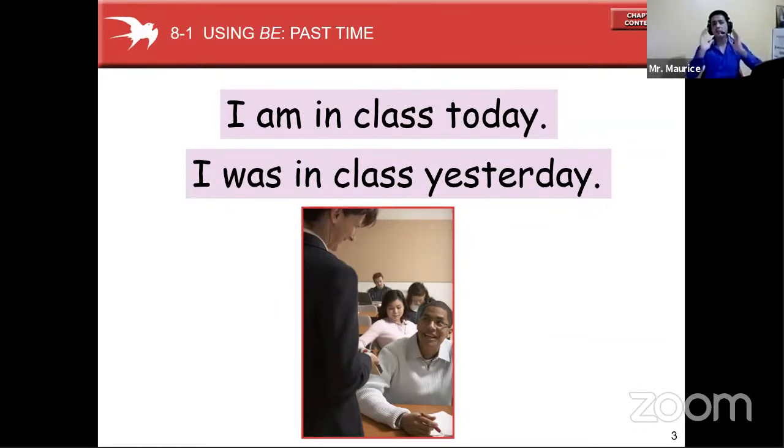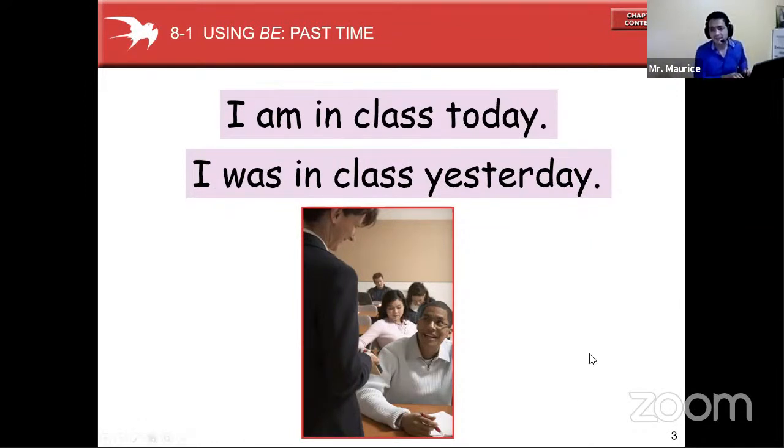So I want you to look carefully at both sentences. Remember, sentence number 1 is present simple. I can realize because I have the verb to be, am, and then I have the word today. El verbo to be y la cláusula de tiempo están en presente. Today is hoy, so it is present. But in the second sentence, la cláusula de tiempo, yesterday, ayer, y el verbo to be, was, en pasado. So this is the past simple tense.